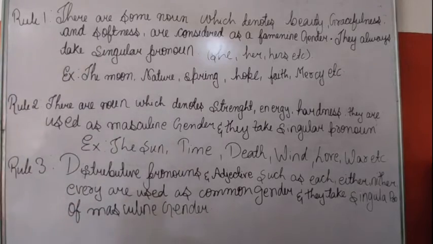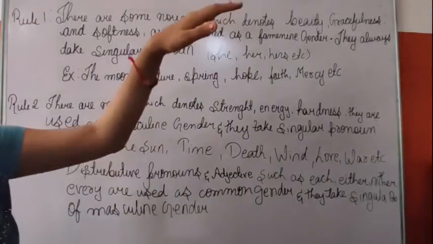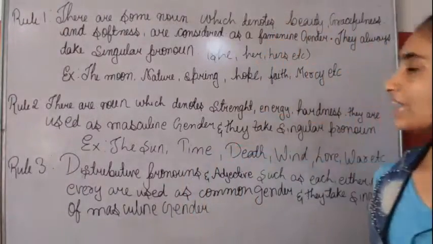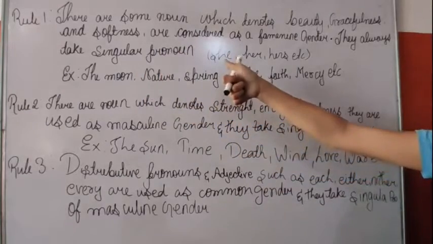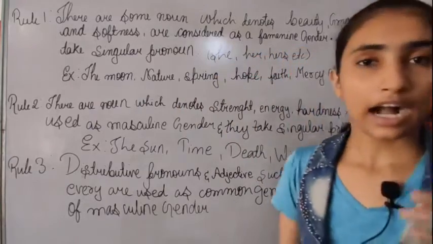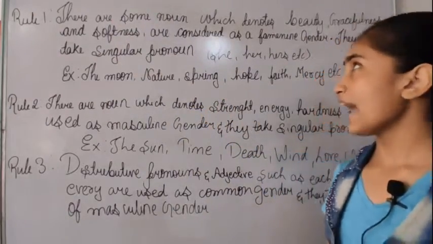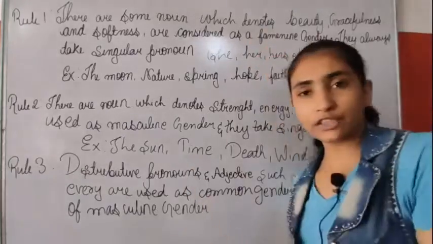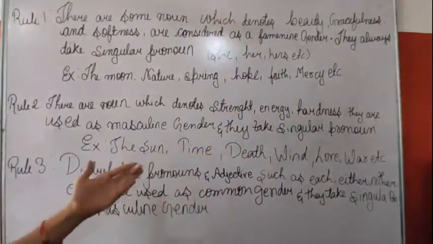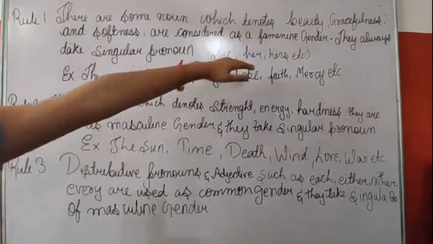First of all, let's take one. There are some nouns which denote beauty, gracefulness, and softness, and they are considered feminine gender. They always take singular pronouns like she, her, hers, etc. Again, I'm repeating. There are some nouns which denote beauty, gracefulness, and softness, are considered feminine gender, and they always take singular pronouns, just like she, her, and hers.